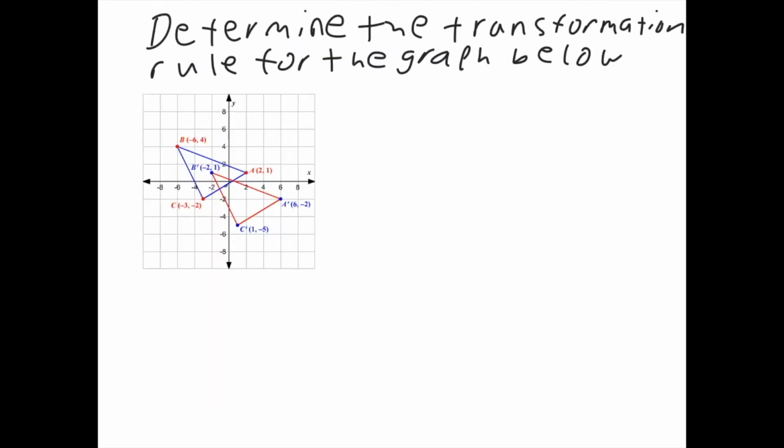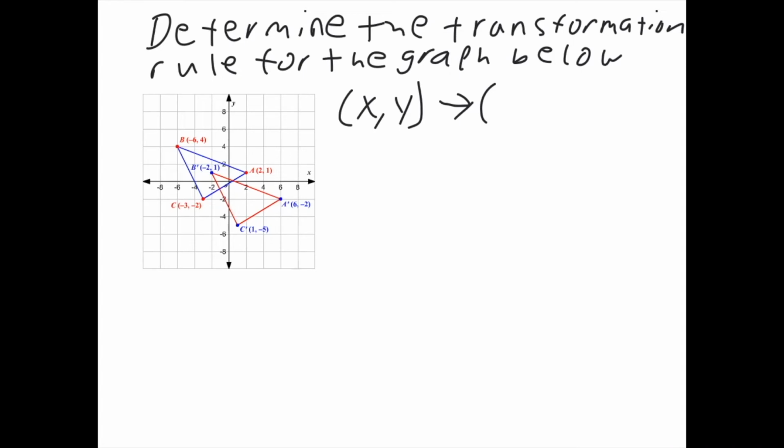So for the next example, they want you to look at the translation that's happening. They show you a triangle ABC, and then a triangle A prime, B prime, and C prime, and they want you to figure out what the rule is. So remember, the rule is shown (x, y), and then with an arrow, and you have to say what the rule is.